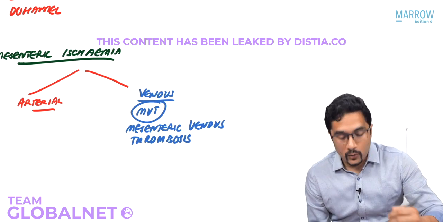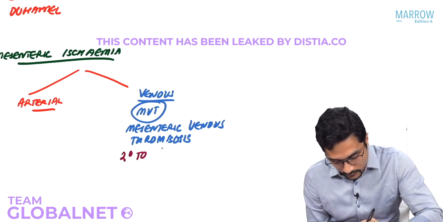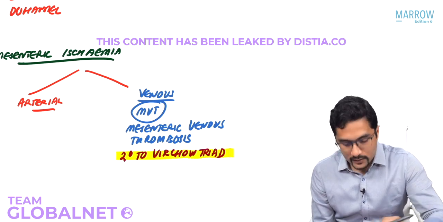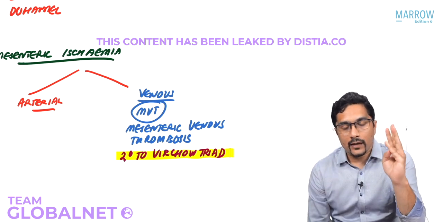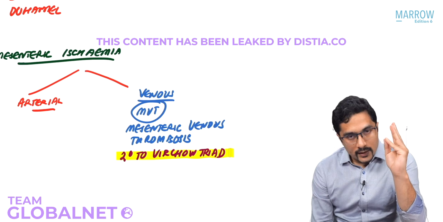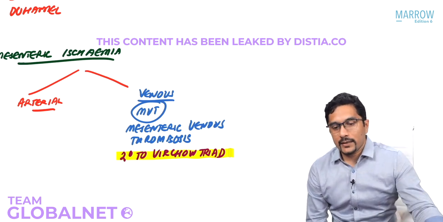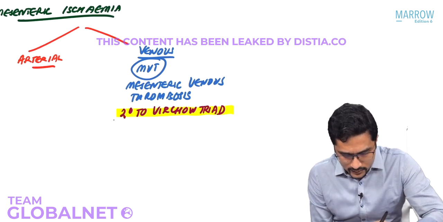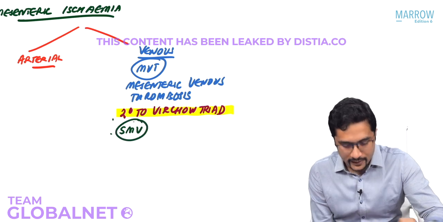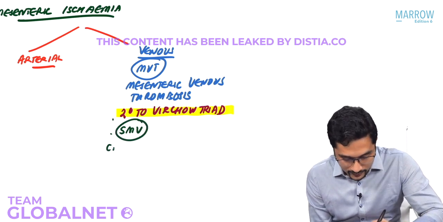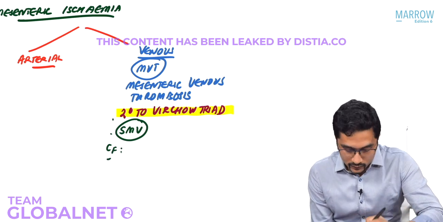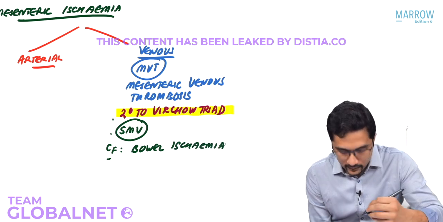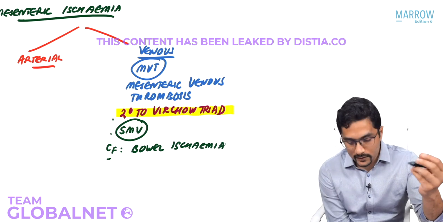Now, mesenteric venous thrombosis occurs secondary to Virchow's triad. Virchow's triad we have already discussed in DVT. You know, Virchow's triad is stasis, hypercoagulable state, or endothelial injury. So the same predisposing factors can give rise to a mesenteric venous thrombosis as well. And this usually involves the superior mesenteric vein, and it can give rise to bowel ischemia, and you can get gangrenous bowel when you open up this patient.